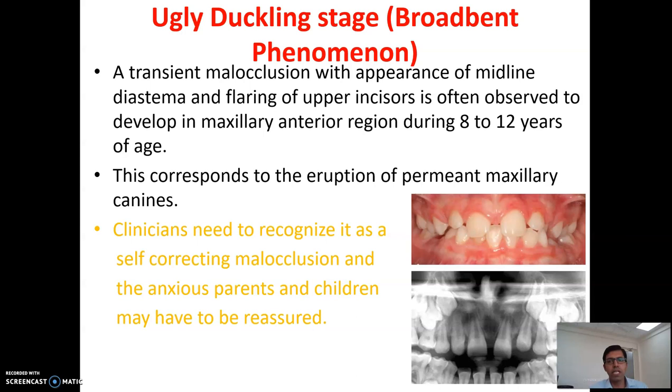Transient malocclusion with appearance of midline diastema and flaring of the upper incisors is often observed to develop in the maxillary anterior region during 8 to 12 years of age. This corresponds to the eruption of the permanent maxillary canine. Clinicians need to recognize it as a self-correcting malocclusion, and the anxious parents and children may have to be reassured.